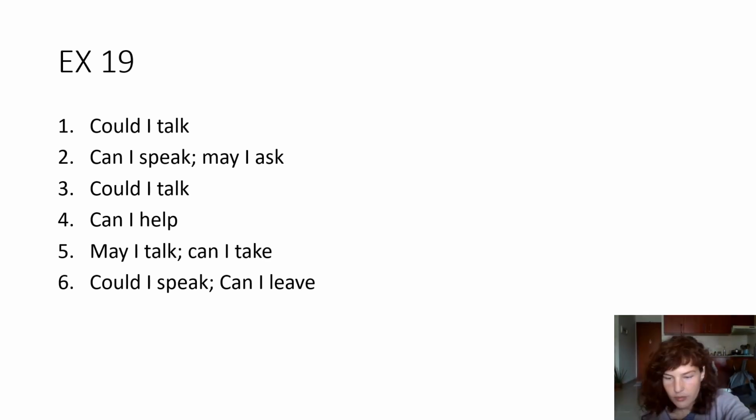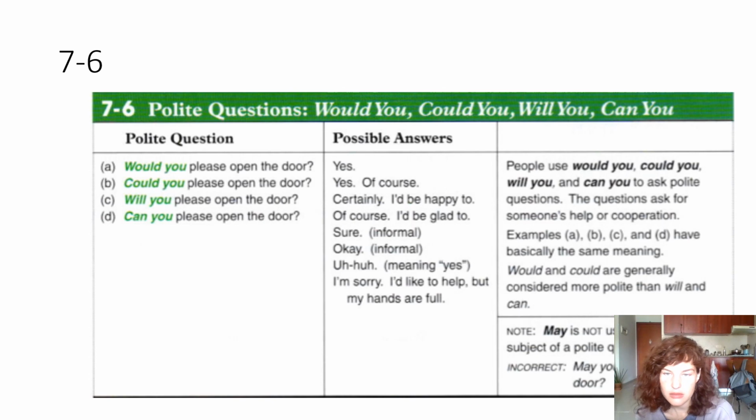Taking a look at the box, we just have examples. They all have the same meaning. They say, I want you to do something for me. I want your help with something. Would you open the door? Could you open the door? Will you open the door? Can you open the door? Okay?